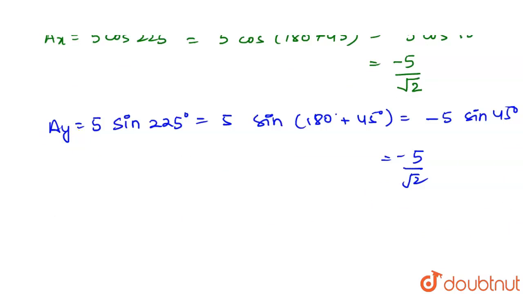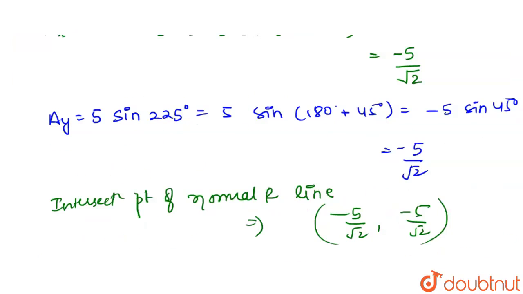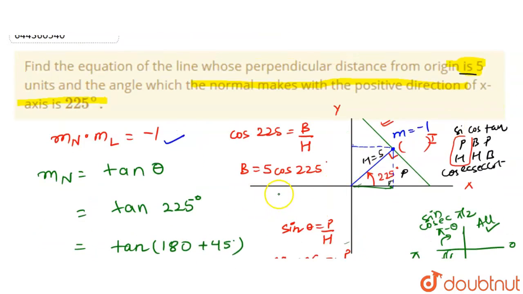So now we can see that the intersection point of the normal and the required line is minus 5 upon root 2 and minus 5 upon root 2. That means the required line will lie in this region where y is negative as well as x is negative. So we have assumed the line in the wrong direction. We should have assumed it in this direction, right? So our line will be somewhere here, cutting the x-axis at 5 root 2 and the y-axis at 5 root 2, that means right here, and this will be your normal, right?